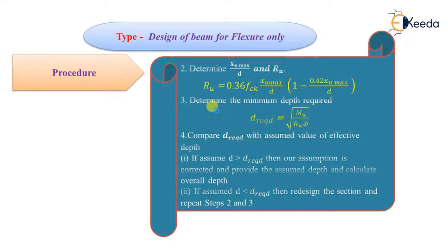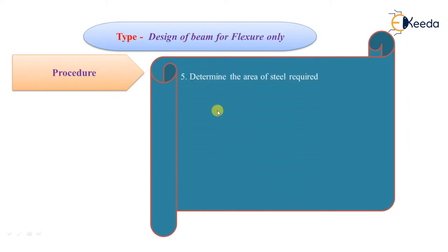So after that, our fifth step will be to determine area of steel required. If D assumed is greater than D required, then our section will be under reinforced, and we have to use MU is equal to 0.87 FY into AST into D, in bracket 1 minus AST into FY upon BD into FCK. From this equation, we will calculate area of steel.